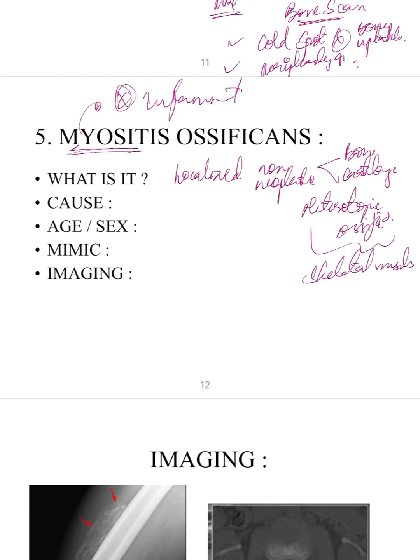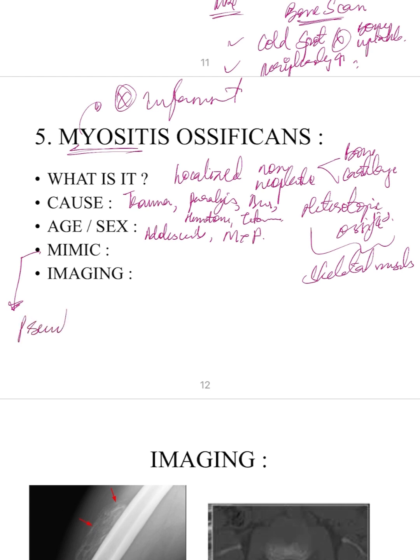What other thing you need to remember is the causes, which is direct trauma, most of the cases, 75% cases. Then we have paralysis, burn, some hematoma, tetanus and other stuff. Spontaneous also. It is most commonly seen in adolescents and young adults, and for some reason there is a male predisposition. The important thing is there is a mimic, that is if there is no trauma, what do you call it? It is called pseudo-malignant osseous tumor of soft tissues.